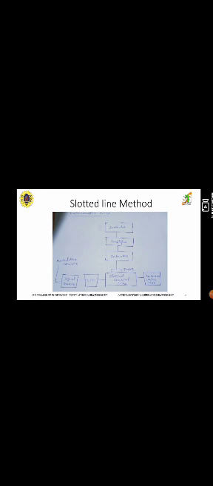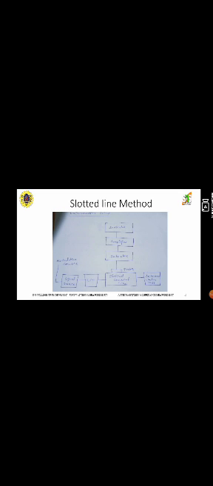In the slotted line method, this is the arrangement. This is the block diagram. There is a signal source, low pass filter, and slotted coaxial line. The antenna under test is connected after the slotted coaxial line. We have a probe on this coaxial line in order to measure, and we have a detector, amplifier, and indicator circuit. So this is the block diagram of the slotted line arrangement.